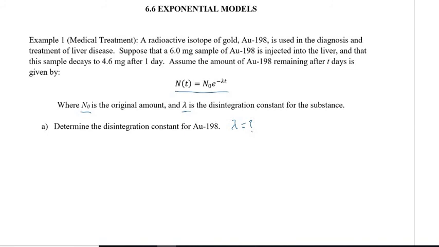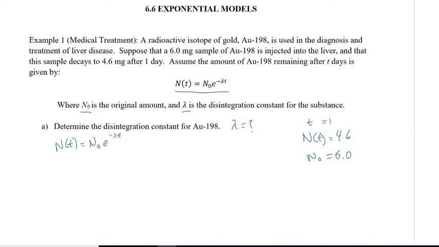To do that, we're going to use that formula, N of t equals N naught times e to the negative lambda t. So we need to pick out some information before we can do that. We're going to need to know N of t, we're going to need to know t, and we're going to need to know N naught. So let's look at our problem here. We said that a 6 milligram sample is injected, so originally we have 6 milligrams. That's N naught, the initial value. And we said that we get to 4.6 milligrams after 1 day. So after 1 day, t equals 1, the amount in our system is going to be 4.6 milligrams.